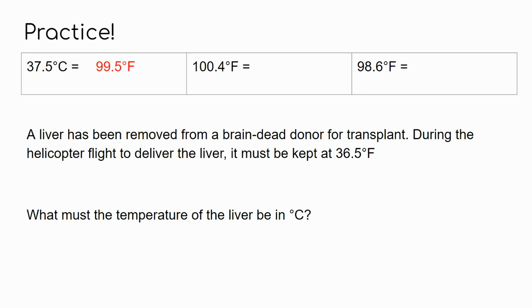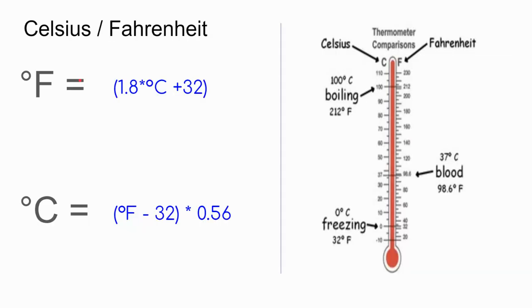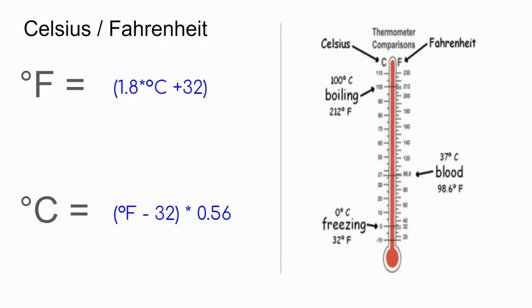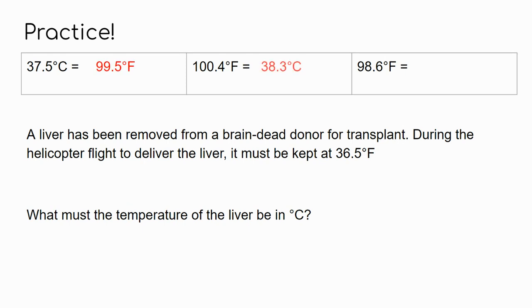37.5. Okay, what did I do? The first thing I did, let me go back a slide. I've got an answer in Celsius. So I'm going to multiply it by 1.8 first, add 32. 100.4 degrees Fahrenheit. Say, subtract 32 from it and times by 0.56. There you go.